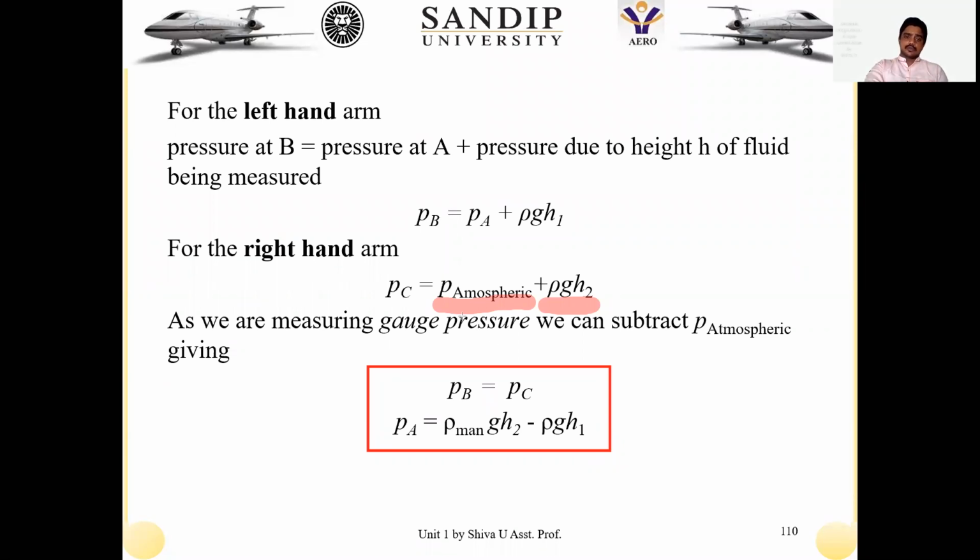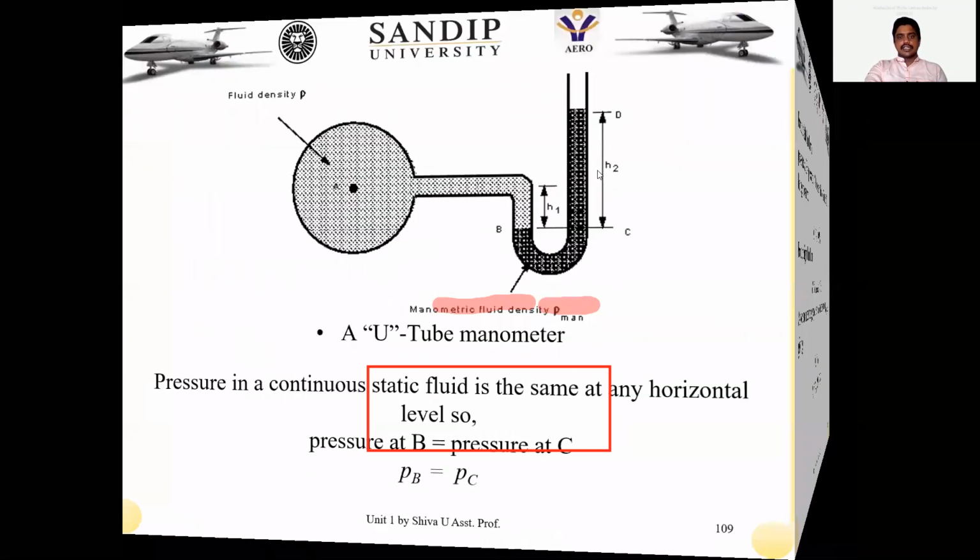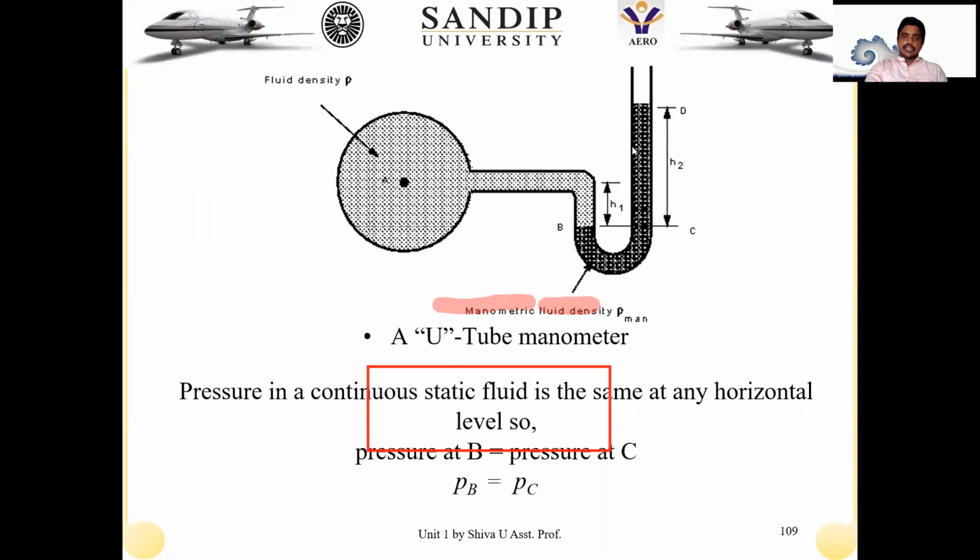So let us equate PB is equal to PC. Then we get PA is equal to rho G H2. Here rho is changed, and the liquid available in the U-tube we call a manometric liquid. In the U-tube manometer, whatever the shaded region is, let us call it a manometric liquid, and my intention is to find out the pressure in this fluid.